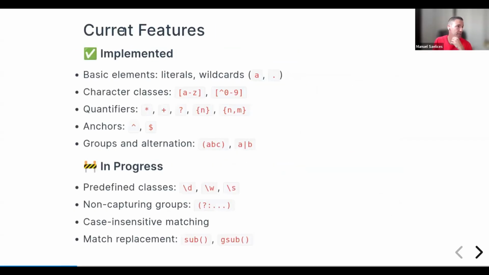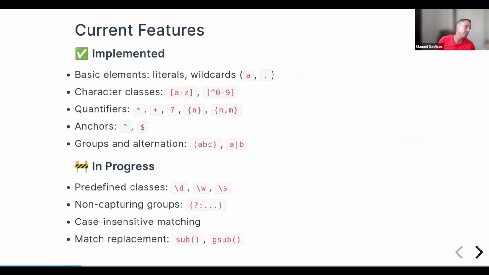And yeah, we have implemented a lot of different patterns like basic quantifiers, anchors, groups, alternation, but we have much more in progress, like capturing groups, replacement, etc.